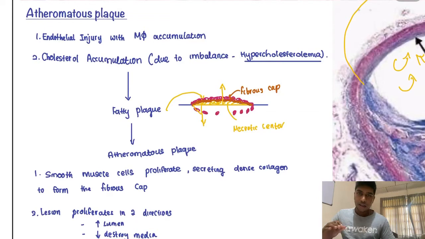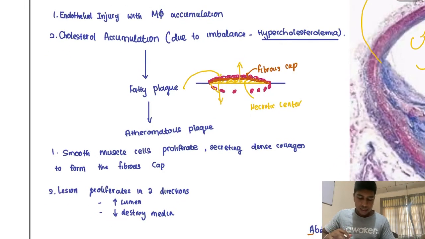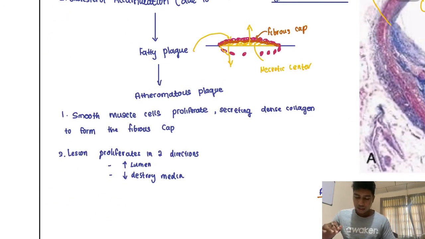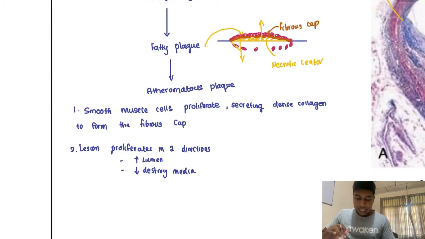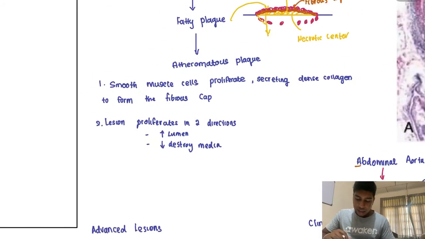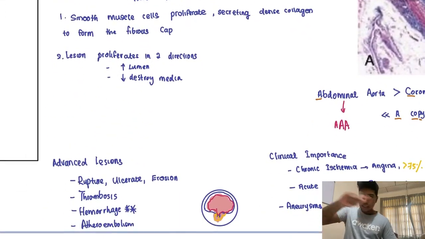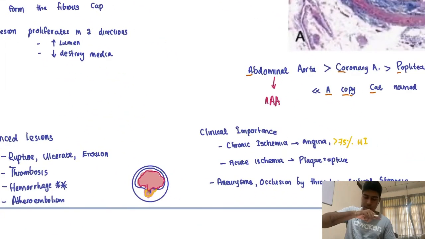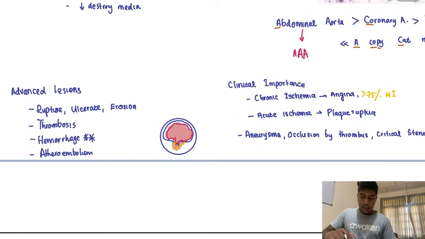Now, what is important is this starts forming since we are children. You get these fatty plaques all around our blood vessels. That is something normal. But then it can form into an atheromatous plaque. That is, smooth muscle cells will proliferate, secrete collagen to form a fibrous cap. Now, this is a very hard structure. You cannot remove it. And it can occlude the artery or cause damage in several other ways.